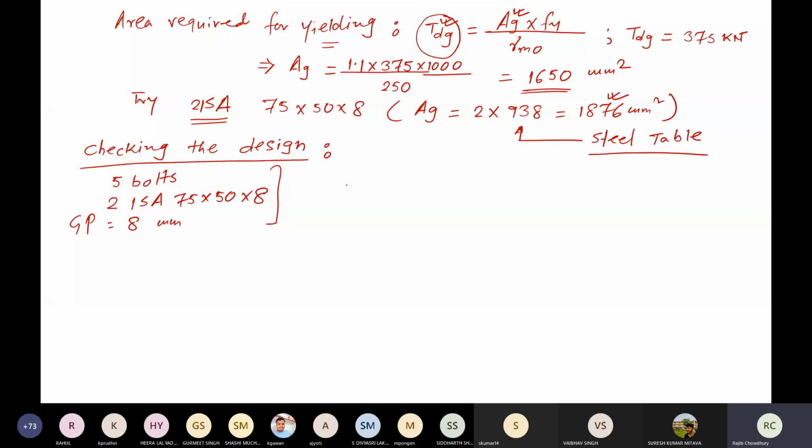So let us first think of it this way: whenever I am going to make the connection here, 1, 2, 3, 4, 5 bolts are there. Each bolt is having a pitch of 60.